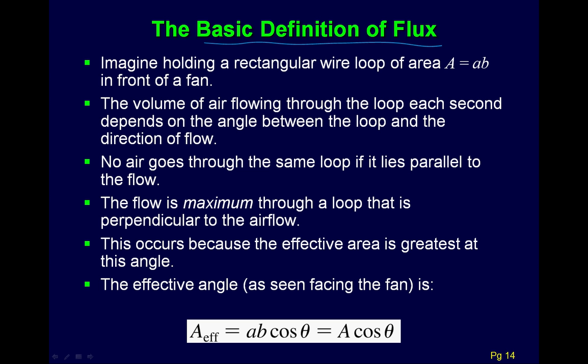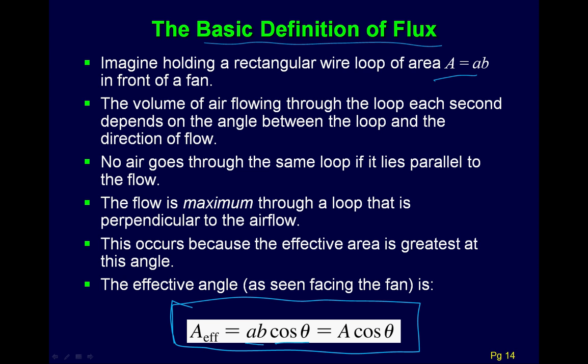Knight has this nice way of talking about it, and he says, imagine holding a rectangular wire loop that's got an area of A times B in front of a fan. The volume of air flowing through the loop depends on the angle between the loop and the direction of the flow. This is kind of a definition of flux. He talks about the effective area, which is a weird concept, but basically it's the area of the loop that the fan sees, and you calculate that as A times B times cosine theta.